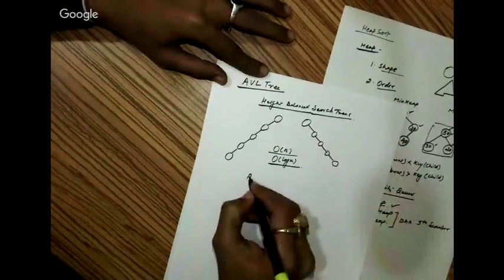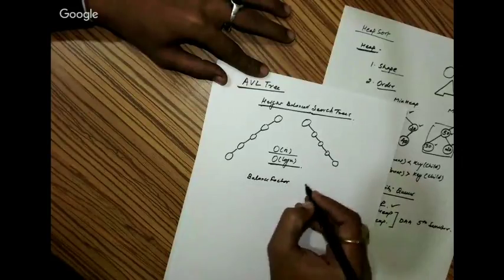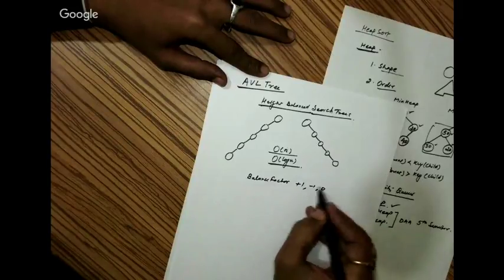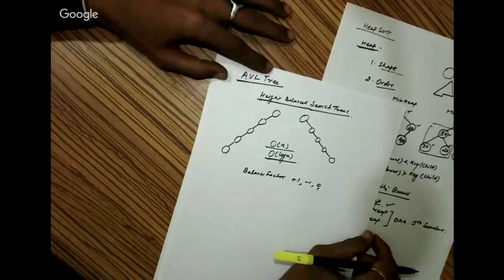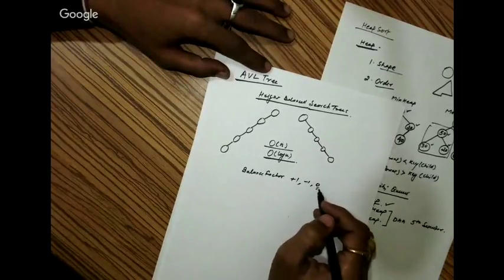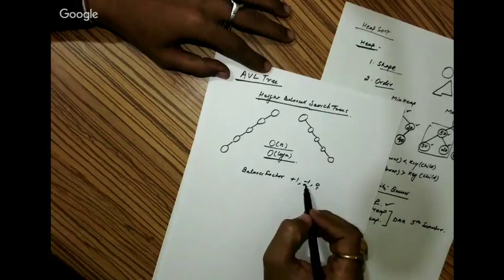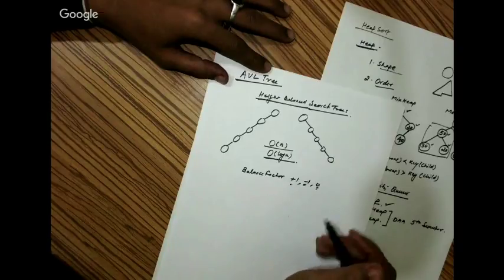wherein the balance factor of every node is either +1, -1 or 0. A balance factor of 0 means a node is perfectly balanced, meaning the number of nodes towards the left and the number of nodes towards the right are the same. -1 means the difference between the left and the right subtree is just 1. Similarly with +1 as well.